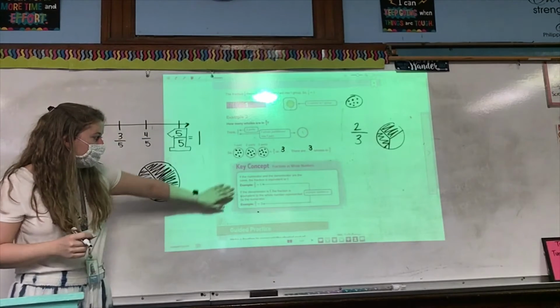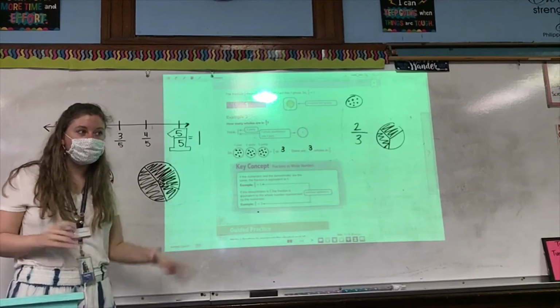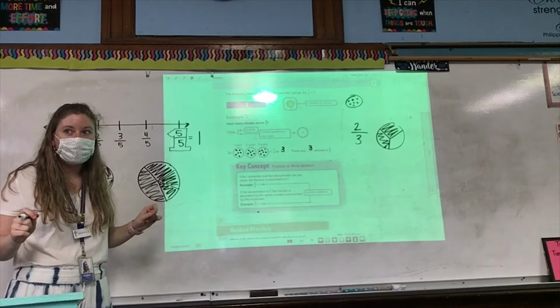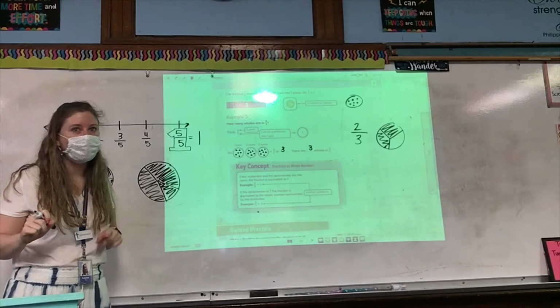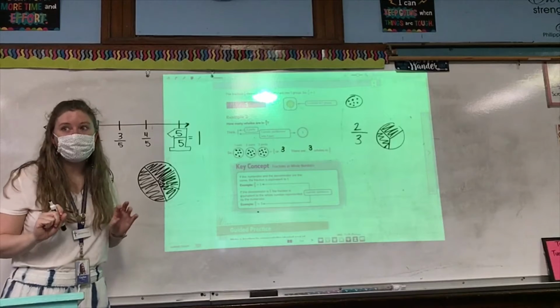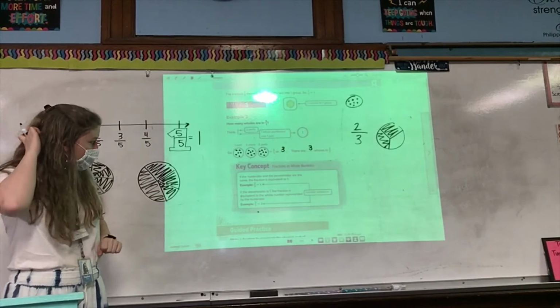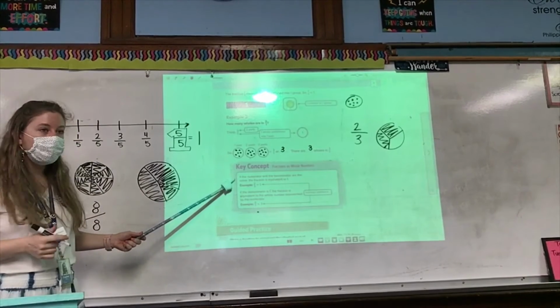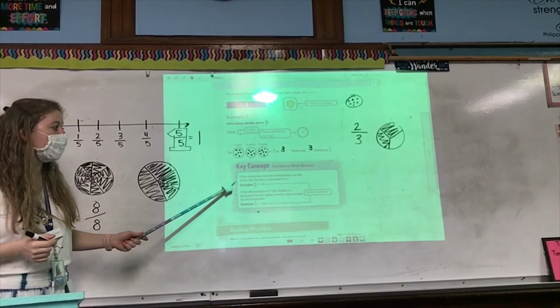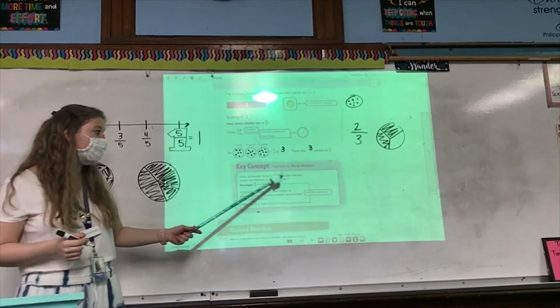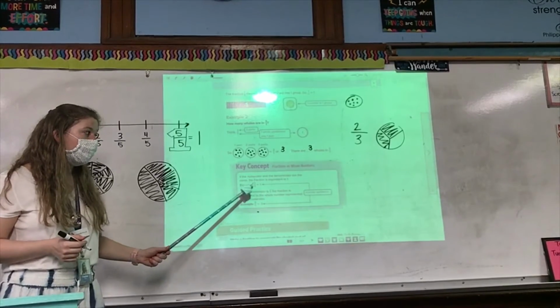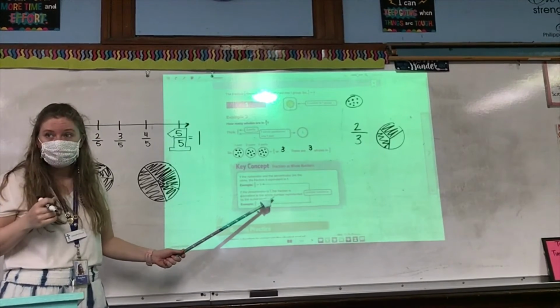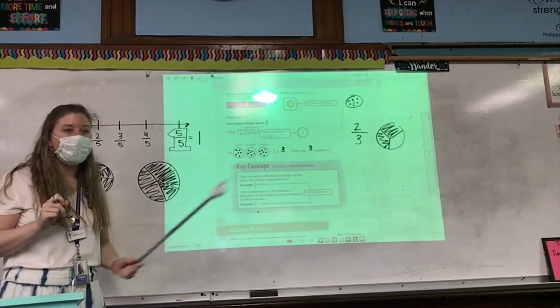So basically, let's look at the key concept box. Usually we look at that first, but I thought with this lesson it would be easier if we figured out why first, and then we look at the easy way to remember. So look at the first part of the key concept. It says, if the numerator and the denominator are the same, the fraction is equivalent, which means equal, to 1.